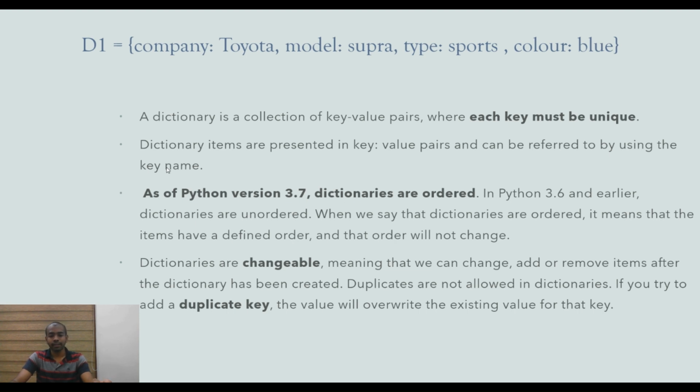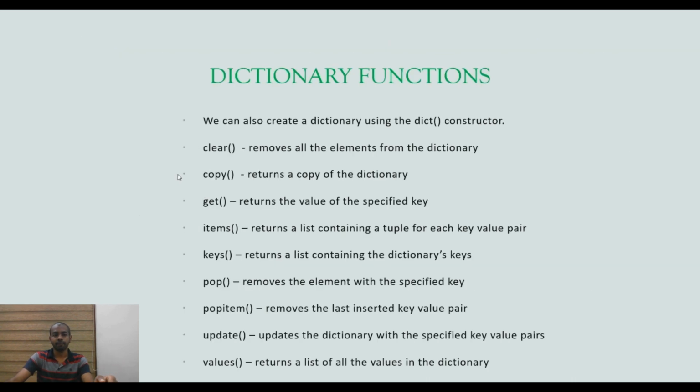Duplicates are not allowed in a dictionary. If you try to add a duplicate key, the value will override the existing value for that key. As with lists and tuples, a dictionary too has its own built-in functions. We can create a dictionary using the dict constructor.